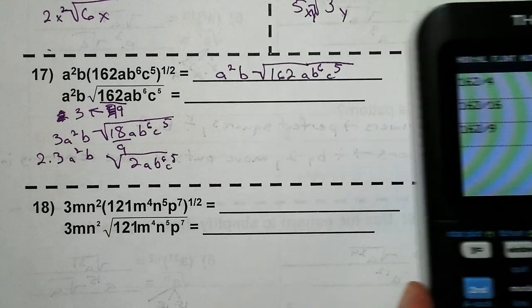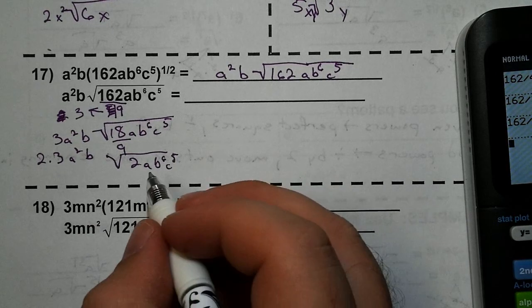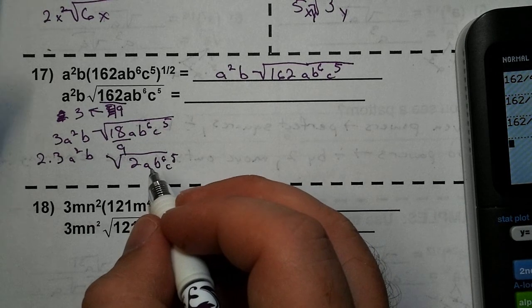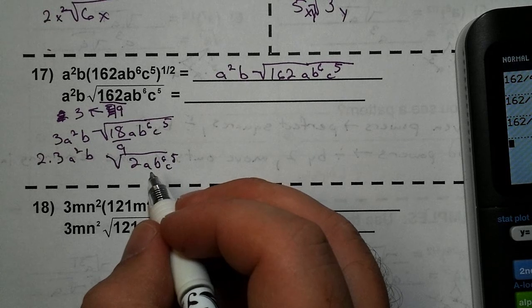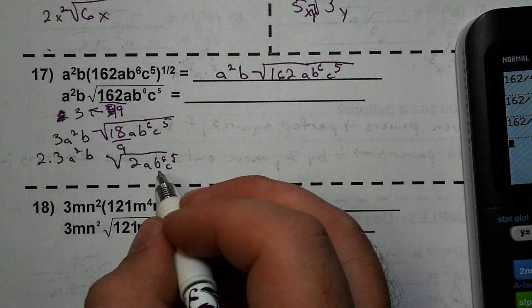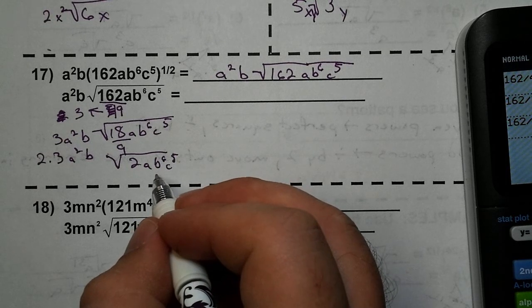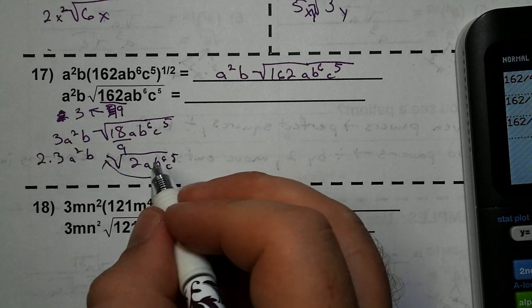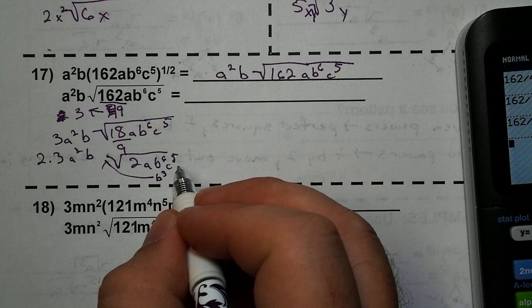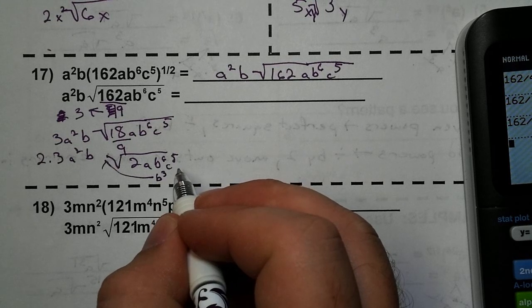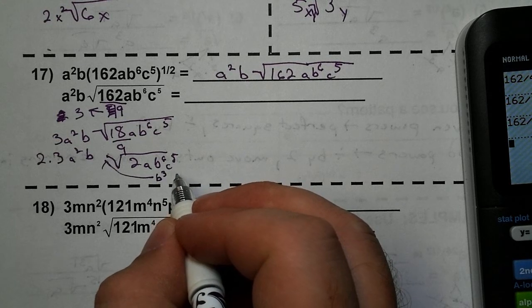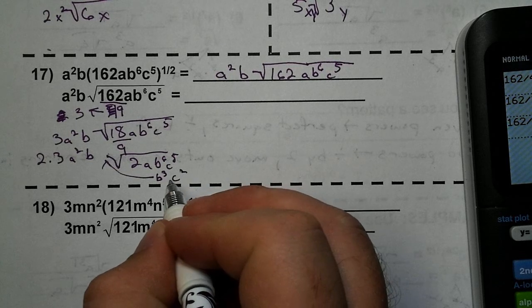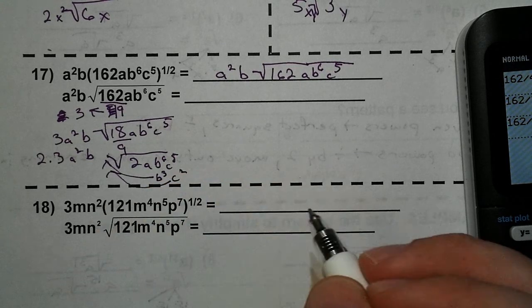Well, I look now at my letters. This is an odd number, and there's nothing I can take out, so there's still going to be an a on the inside. B to the 6th divided by 2, that's going to be b to the 3rd. So b to the 3rd is coming out over here. And then c to the 5th, that is an odd number. So when you divide it by 2, you get 2.5. So that c squared is coming out over here. And there should be 1c in the middle.